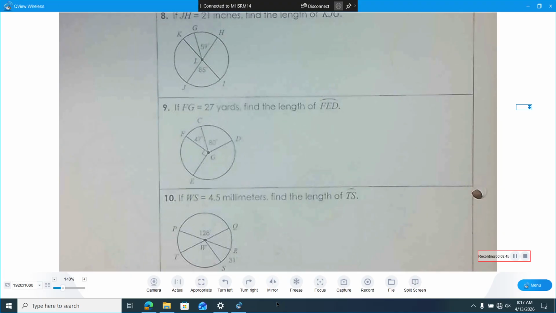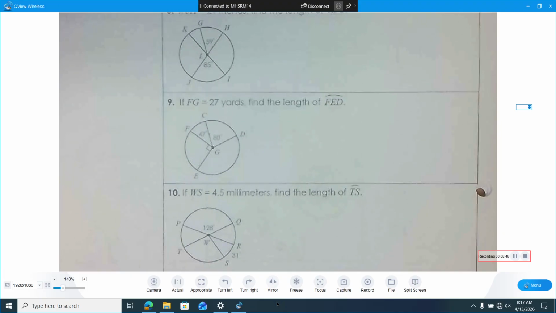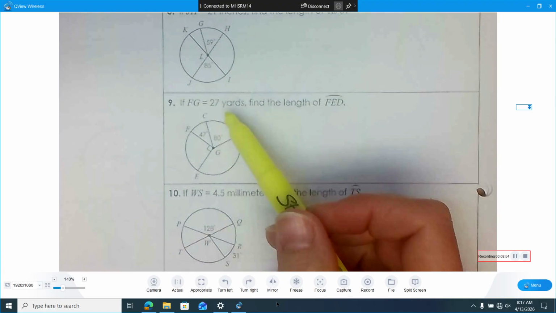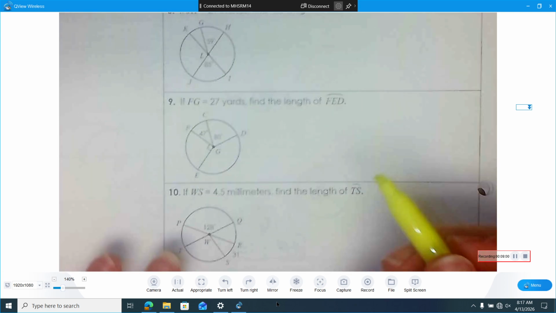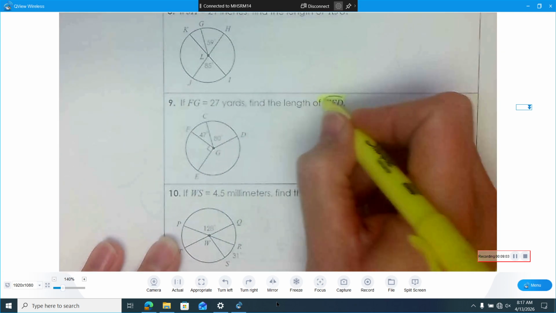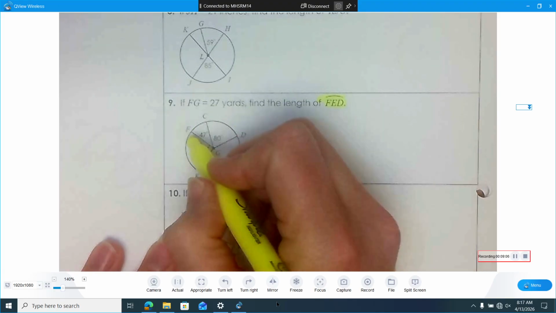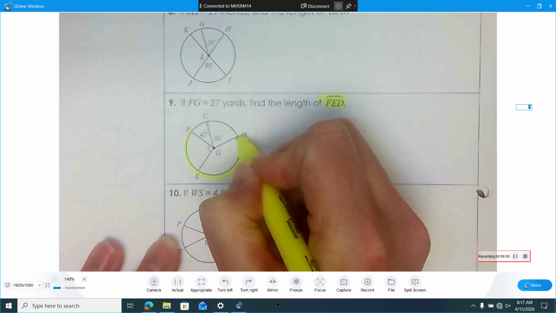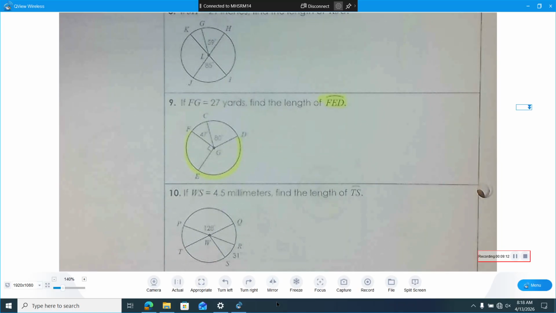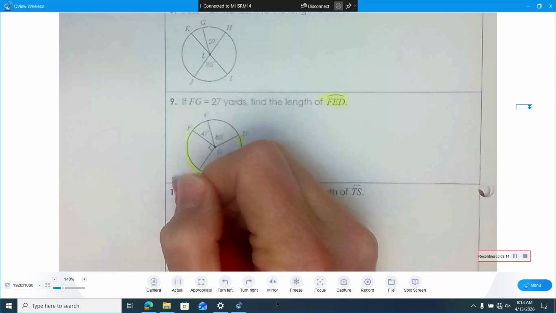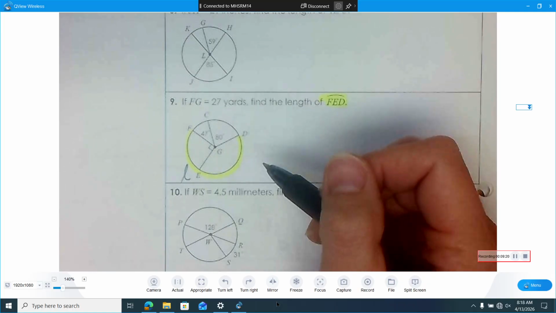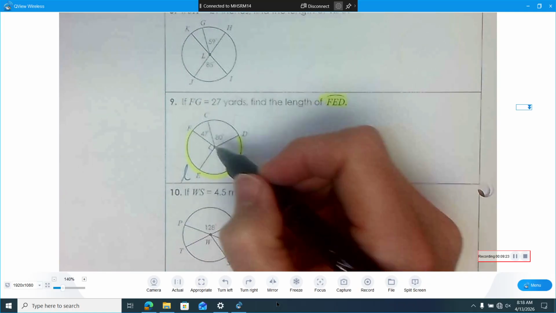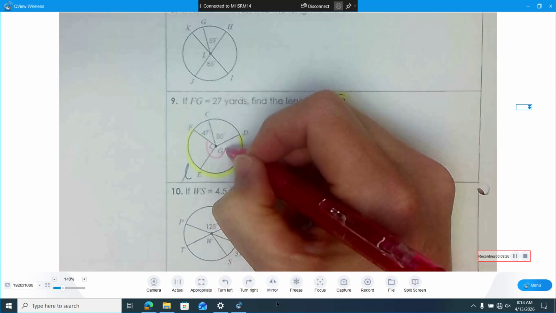Let's look at number 9, I guess. It says FG is 27 yards, so this is a diameter, a radius there. We want to find the length of arc FED. FED, that is this arc passing through E and ending at D. We want to find that whole arc there. All right, so there's our L we're trying to find, the length of that whole arc. So I need to know, what is my whole corresponding angle there?